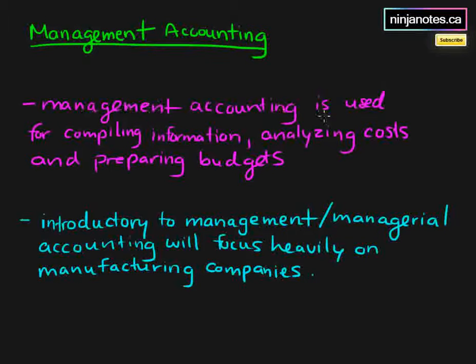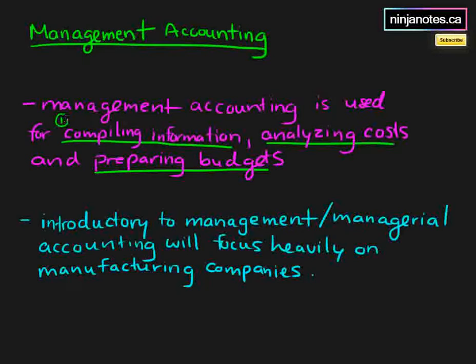Management accounting is used for compiling information, analyzing costs, preparing budgets, and a variety of other things which we're going to go over in the next videos. But these are the main three things. In compiling information, I mean compiling all the costs: materials, labor, overhead costs, things like management salaries, utility costs. And what we do with that is we analyze these costs, see whether they're favorable or unfavorable, looking at how we forecasted our costs and making sure that management is prudent about their cost control.